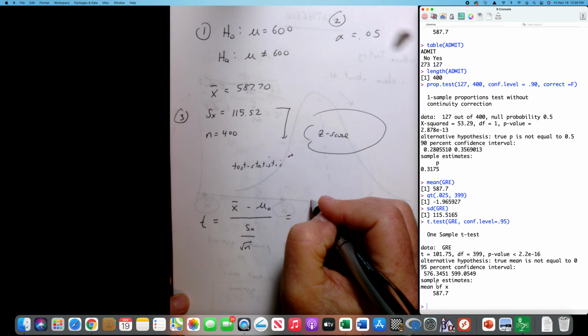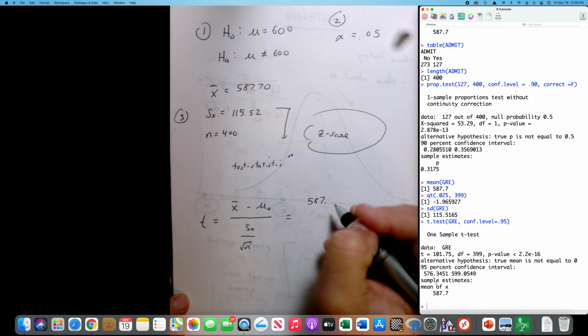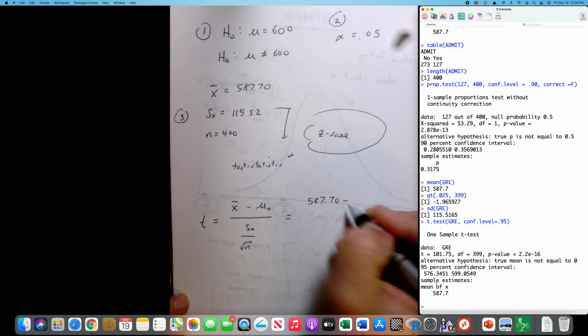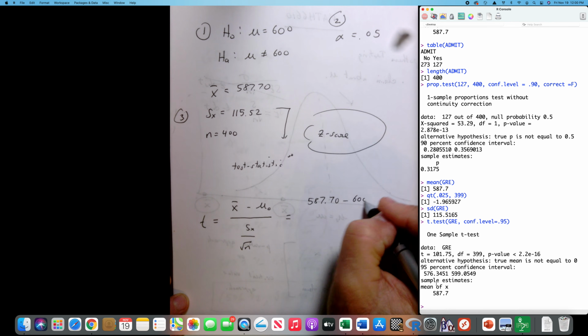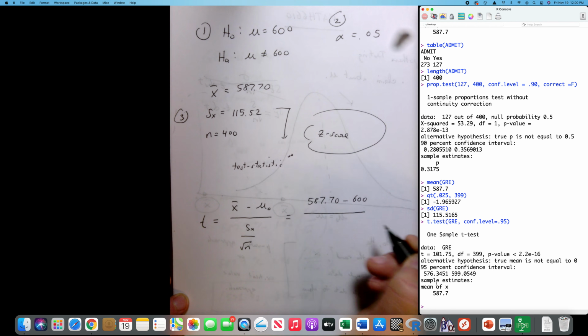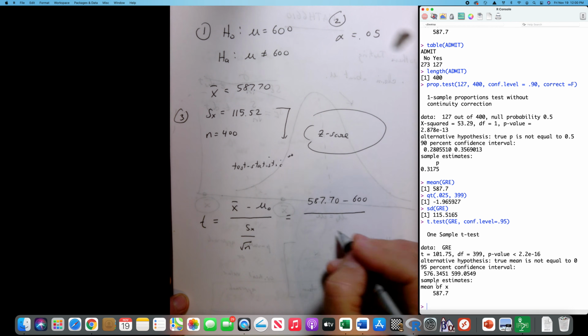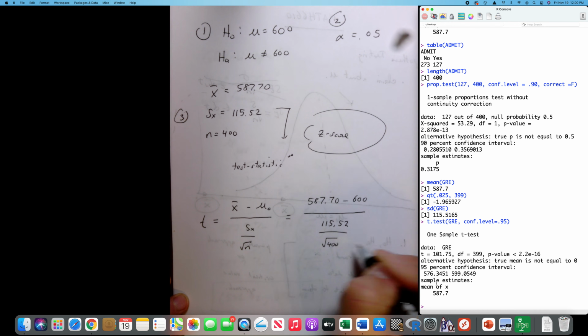So our 587.70 minus 600, over the standard deviation 115.52 over the square root of 400. So if we can put that in the calculator without doing something really wacky.